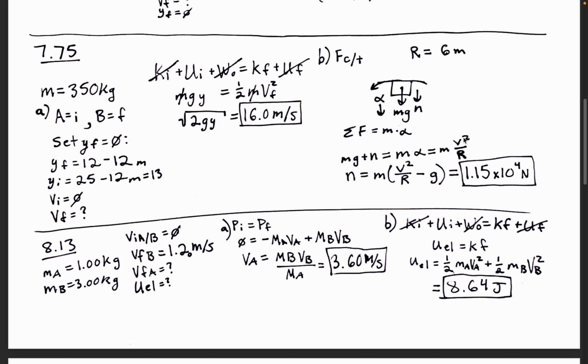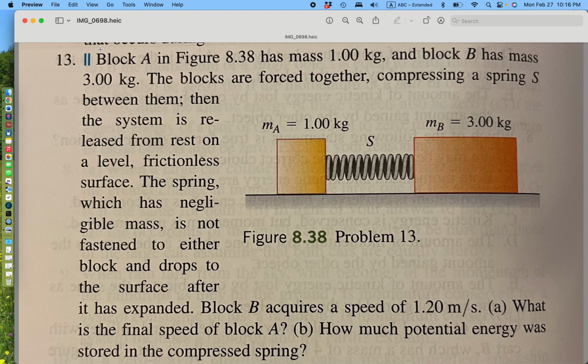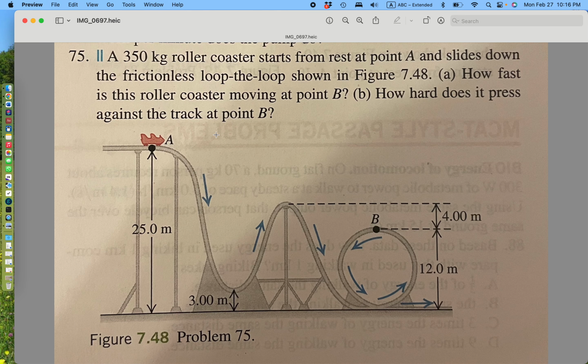Then moving on to the last question from chapter 7, which is 7.75. And for this one, we're going to move over here. And here you can see the picture that they drew. I didn't think my drawings would do this figure justice.